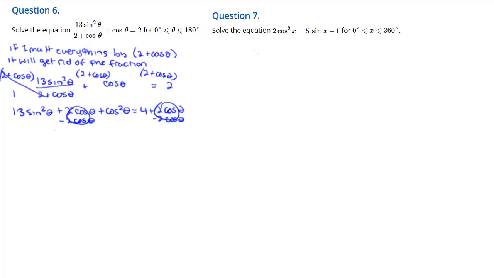Then I take a look and I've got sines and cosines. If I make this cosine squared equal to 1 minus sine squared, and replace it with that, then I'm going to have all sines. So that's going to give me 13 sine squared plus 1 minus sine squared equal 4. Now if I subtract the 1, I get 12 sine squared is equal to 3. I divide both sides by 12, and it's going to be 1/4.